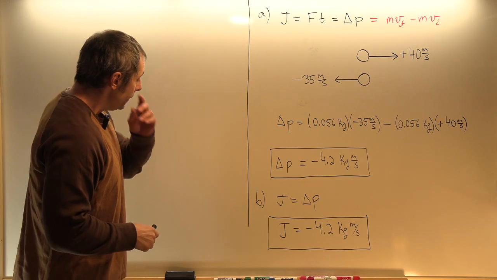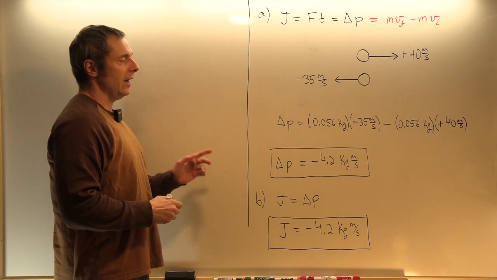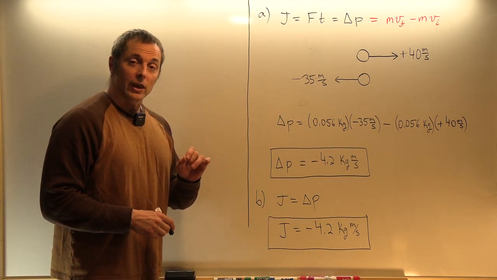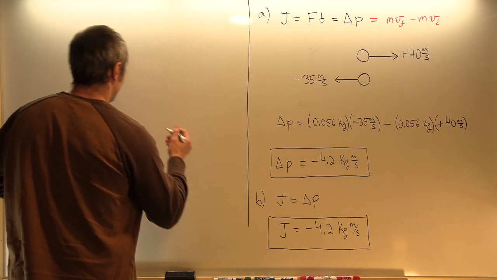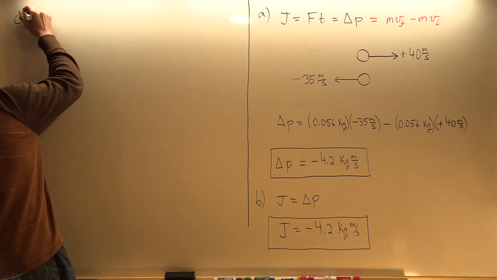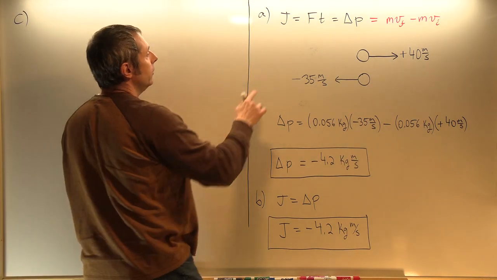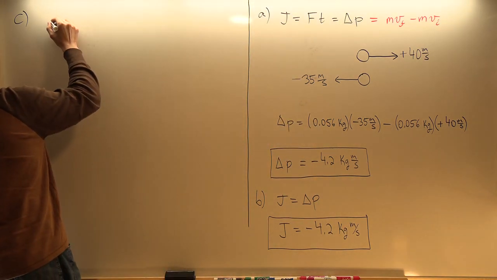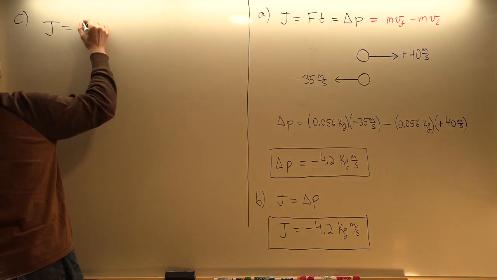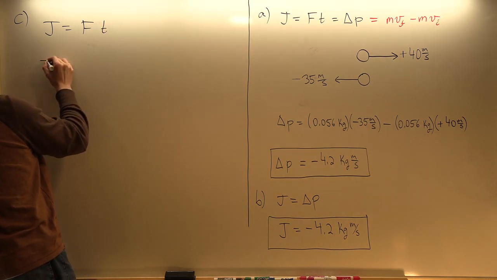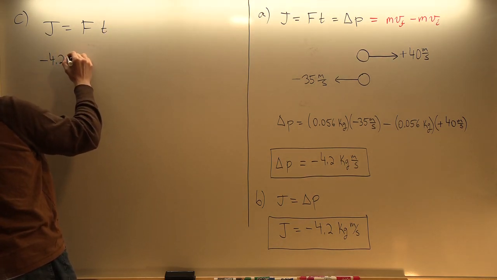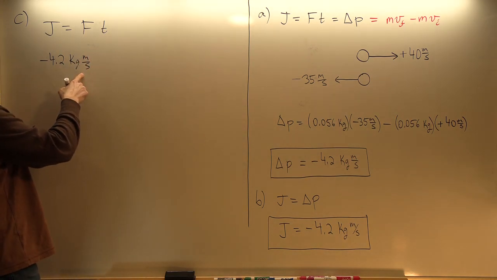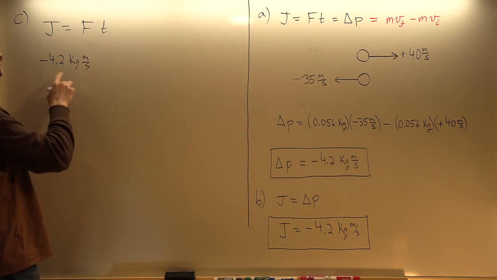Okay, so continuing on, the part I just erased, the last thing, we knew the time was 0.022 seconds, and now we want to know the force. So that's part C. So now that we know this is negative 4.2, we could use this part of the formula. J equals force times time. In other words, negative 4.2 kilograms meters per second. By the way, you could change this to Newton seconds if you want. If you prefer Newton seconds, that's fine.